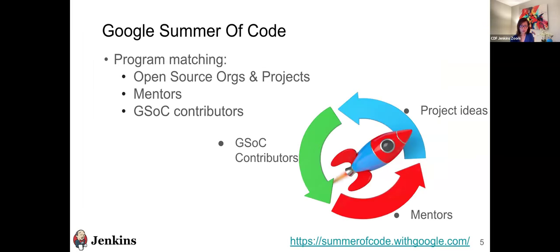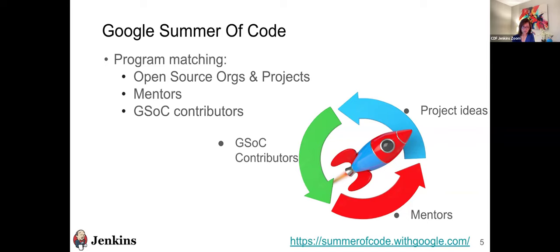So what is Google Summer of Code? Google Summer of Code is a global online program focused on bringing new contributors into open source software development. GSoC contributors work with open source organizations, in this case Jenkins, and they work on it for about 12 plus weeks of programming projects under the guidance of mentors.